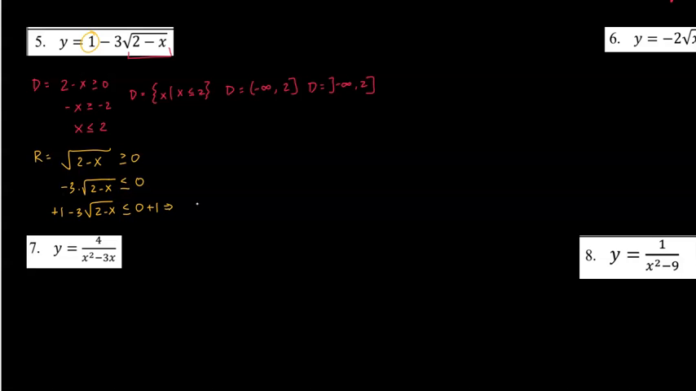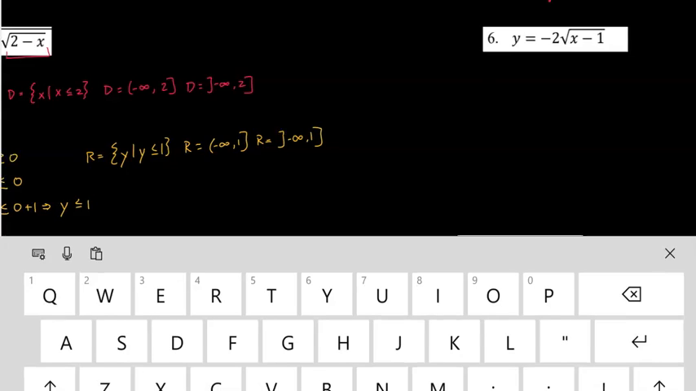So we're going to add 1. Minus 3 times 2 minus x is less than or equal to 0, plus 1. So therefore, this implies that y is going to be less than or equal to 1. If I rewrite that as a range, y is less than or equal to 1, so the range is -infinity to 1. Okay? Good job, guys. Next one.